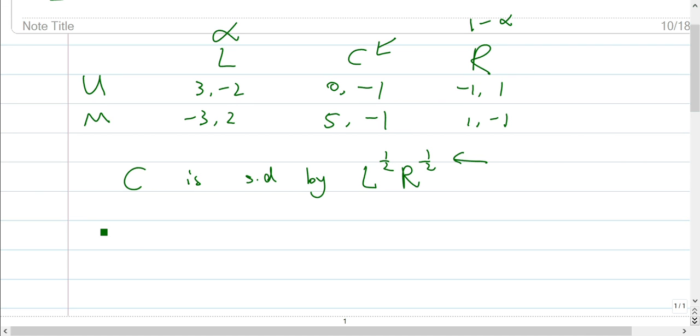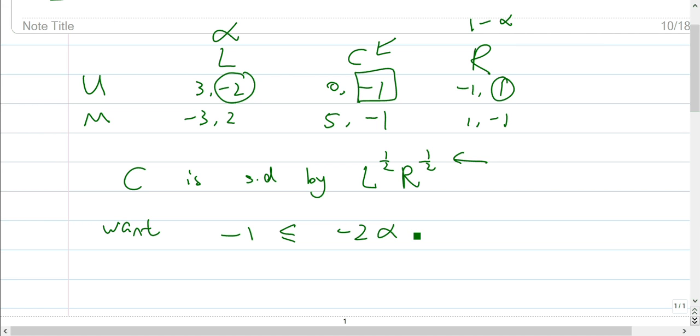So what we want is for the payoff from C, which is -1, to be smaller than or equal to this mix. The mix has -2 with probability alpha and 1 with probability 1 minus alpha. So that's the first equation. The second equation, you do it the same way. You get 2 times alpha plus 1 minus 1 times 1 minus alpha.